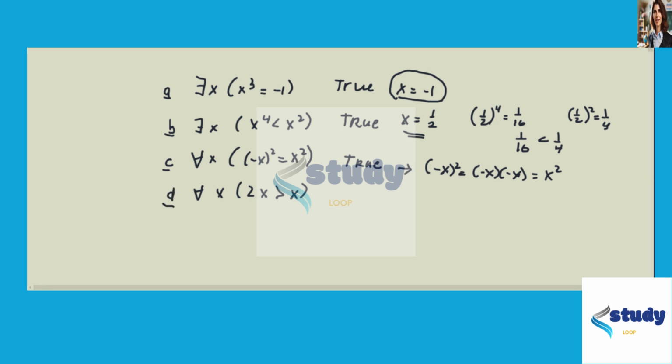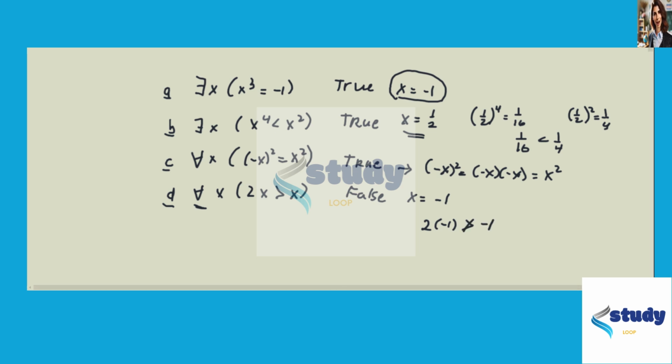Okay, the next one says for every x, when you multiply it by 2, you get something bigger than it. Okay, that's false. And all I have to do is show you one. If I can show you one, then the for all is not true. How about x equals -1? 2 times -1 is not greater than -1.